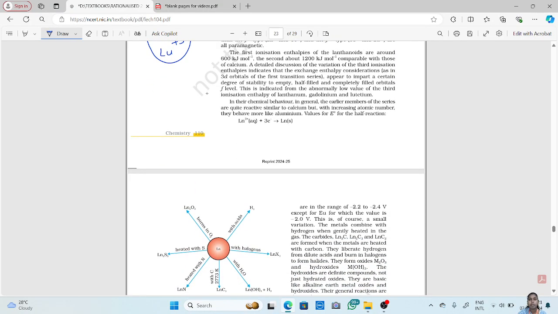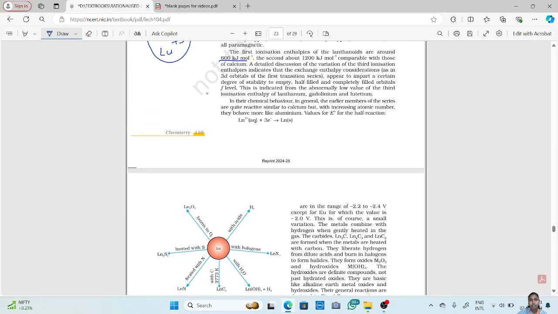Ionization enthalpy of lanthanides is around 600 kilojoules per mole. So the first electron from the lanthanide series can be removed with an energy of about 600 kilojoules per mole. You have to apply this much energy to remove one electron from the lanthanide series.